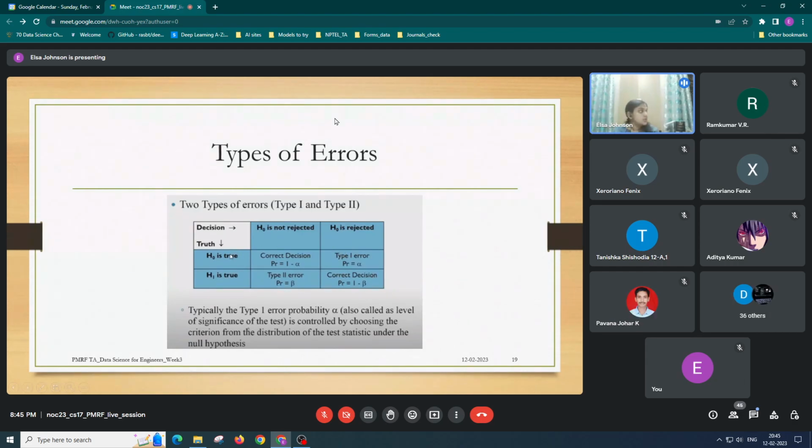In some cases, H naught is true and H naught is rejected, that is a type 1 error. The type 1 error probability, alpha, is also known as the level of significance of the test. And a type 2 error is when the alternate hypothesis is true, but H naught is not rejected. That means the alternate hypothesis is rejected and the null hypothesis is accepted. In that case, a type 2 error comes.